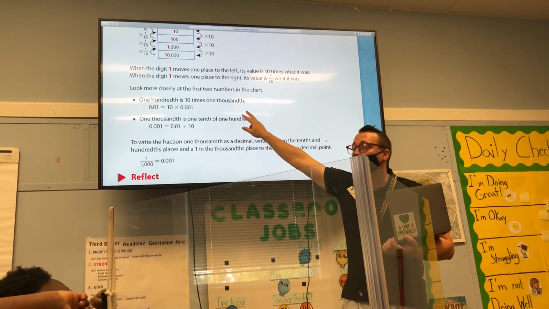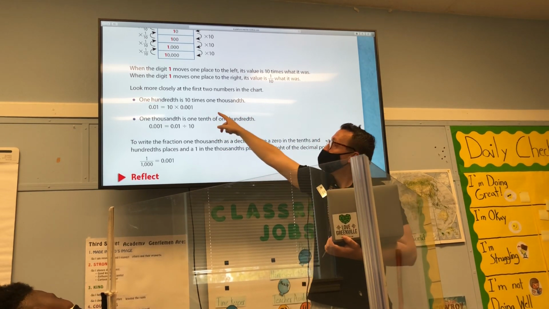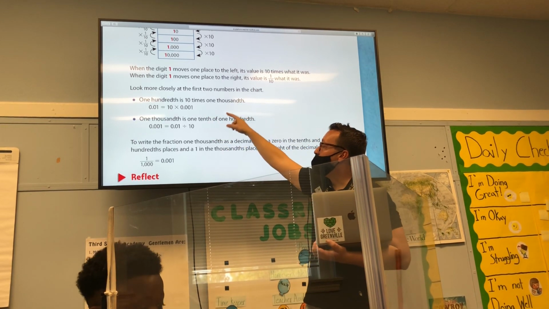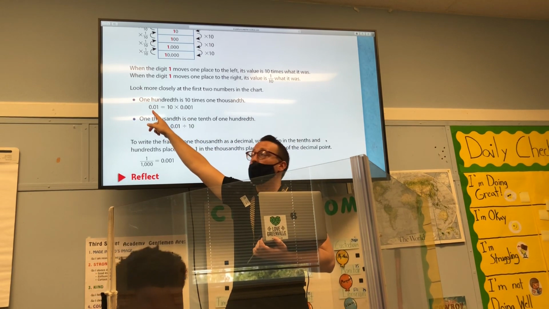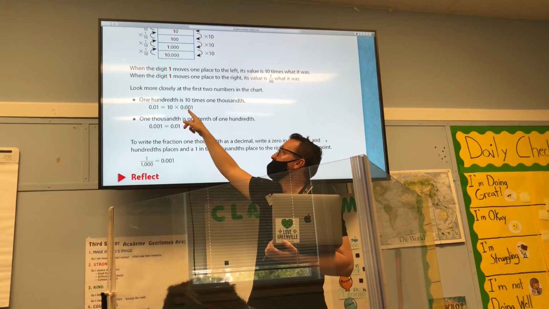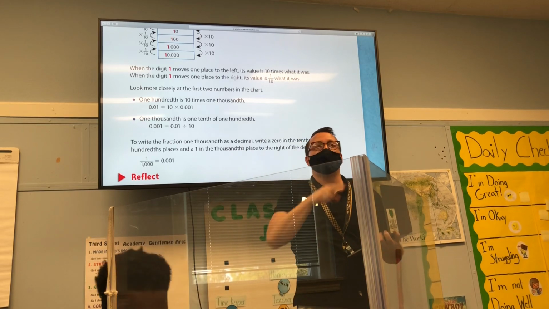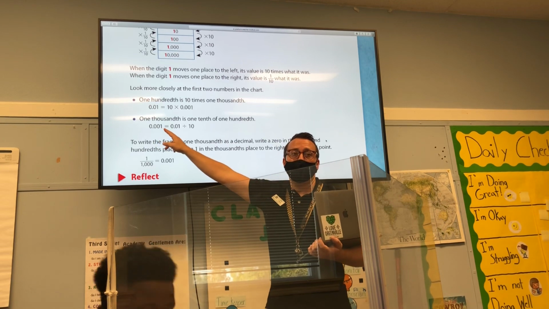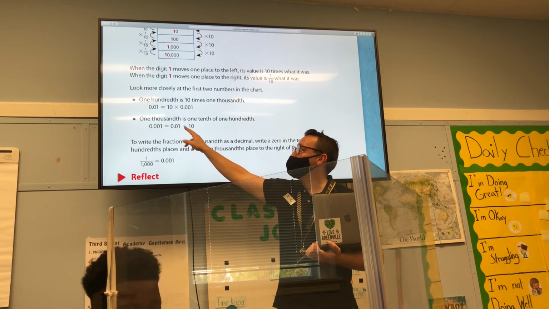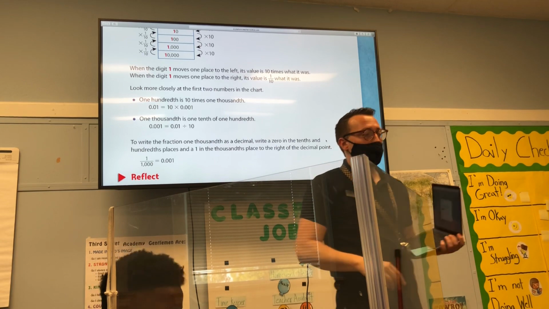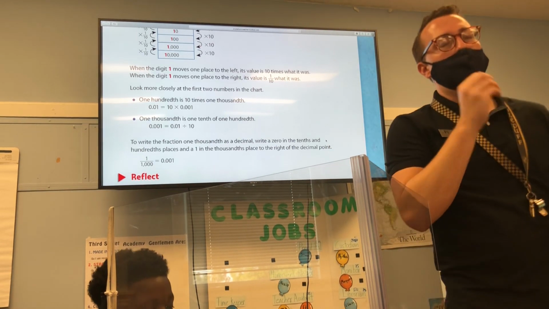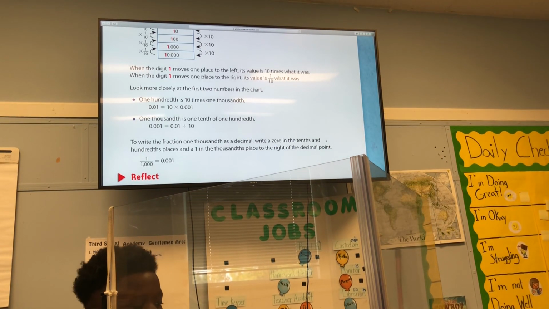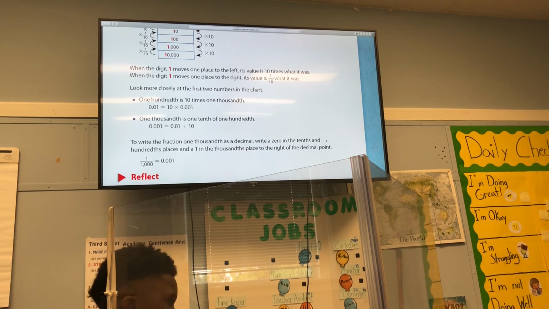Eyes up here, guys. All eyes. So right here, 0.01 equals 10 times 0.001. So if I would move over 1. But on the other side, if I had 0.001, that's the same as 0.01 divided by 10. So all it's trying to show you is powers of 10. Everybody say powers of 10. Say times 10. Say divide by 10. Place value is simply moving by tens.